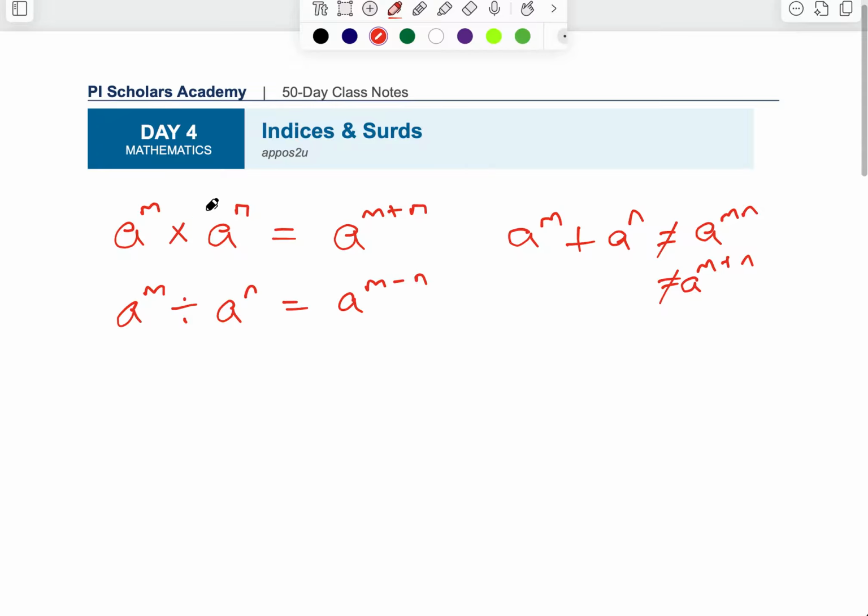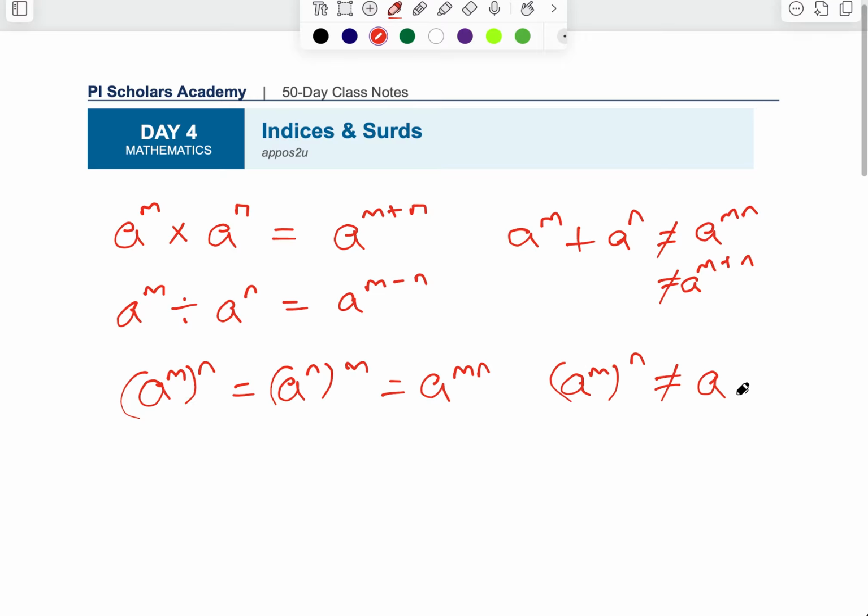So let's go again. Now, what if you have a raised to the power of m, and this is also raised to the power of n? It can actually interchange, because this can be written as a raised to the power of n raised to the power of m, and it can be written as a raised to the power m times n. Note that a raised to the power m, raised to the power n, is not the same thing as a raised to the power of m raised to the power n. What this means is you would have to find m raised to the power n before you now find a raised to the power of whatever the result is.